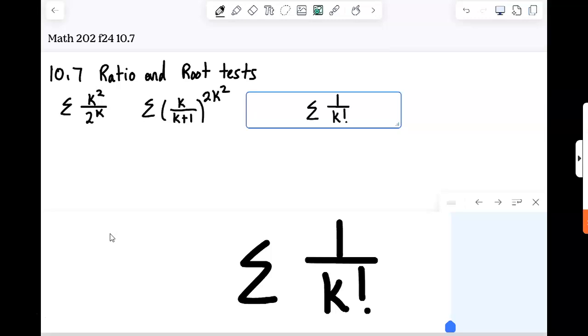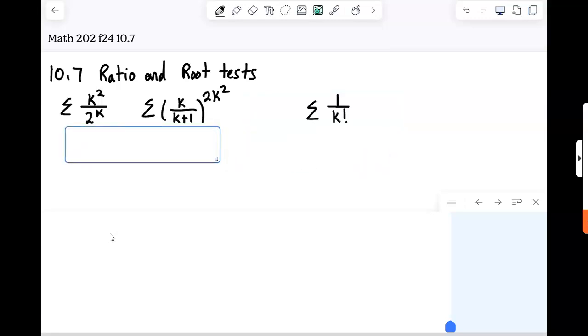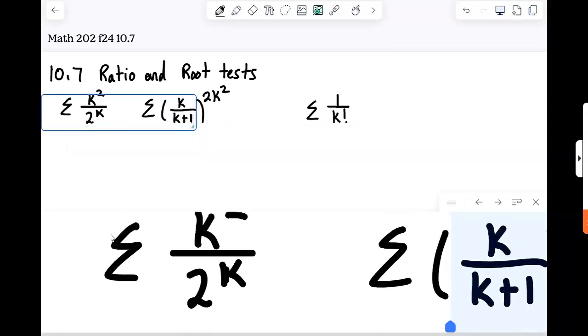We then were able to test for divergence, if a series diverges, at least some of them anyway, by the divergence test, right? If the limit of the underlying sequence doesn't go to zero, then we know it's going to diverge. We were able to test some things with the integral test, and then we had the comparison test. And then in the last section, we talked about dealing with alternating series. But none of those tests help us with series like the three that I have listed here, right?